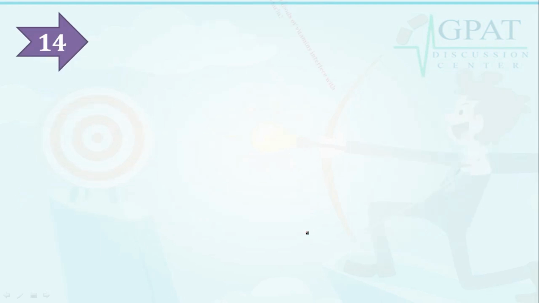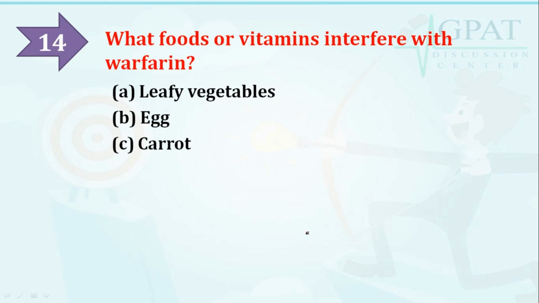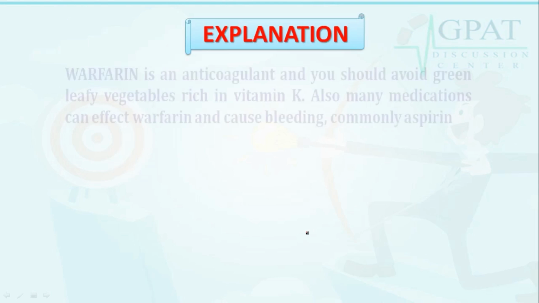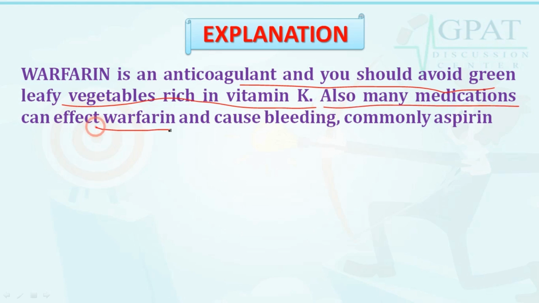Next question, question number 14. What food or vitamins interfere with warfarin? And the options are leafy vegetables, egg, carrot, fish. And the right option is leafy vegetables. How? Let's see the explanation. Warfarin is an anticoagulant and you should avoid green leafy vegetables rich in vitamin K. Also, many medications can affect warfarin and cause bleeding, commonly aspirin.